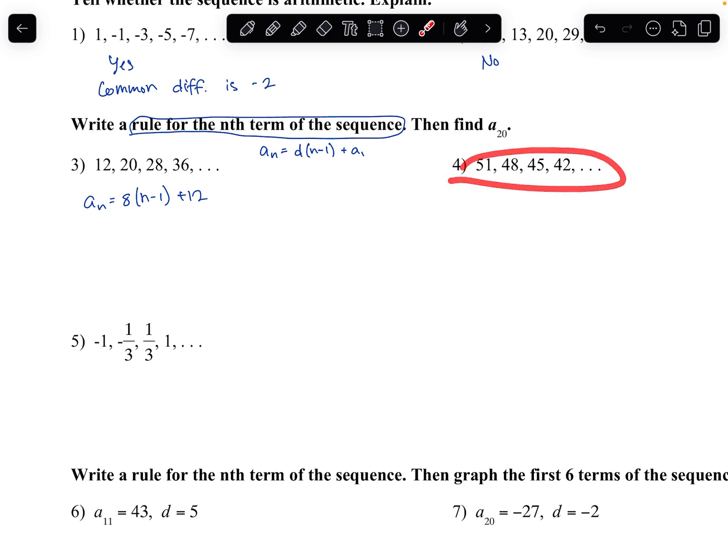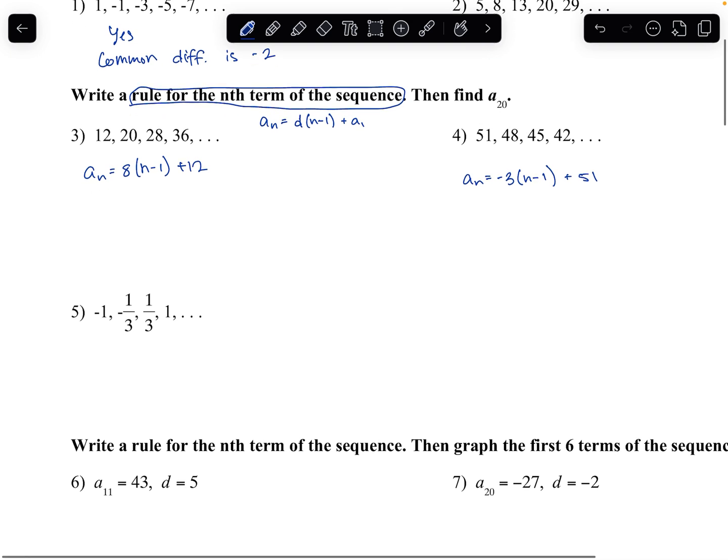Next, again trying to find the pattern, 51 to 48. That's going to be a decrease by 3, I think, right? And then a decrease by 3, decrease by 3. So that means the common difference is -3 times n minus 1, plus the first term, which is 51. And there you go.